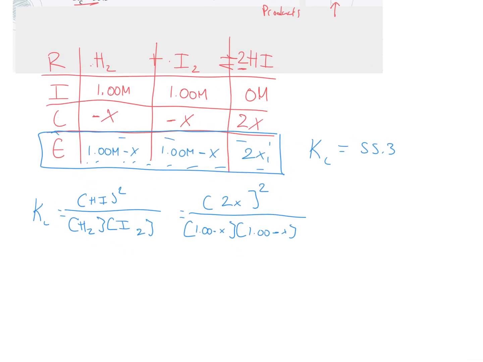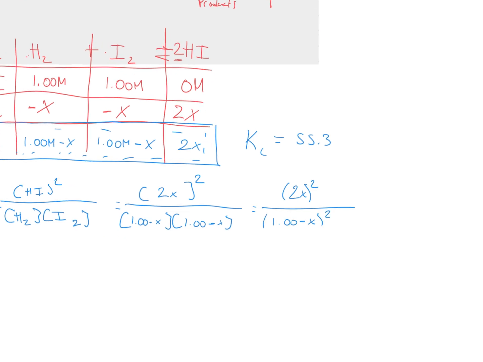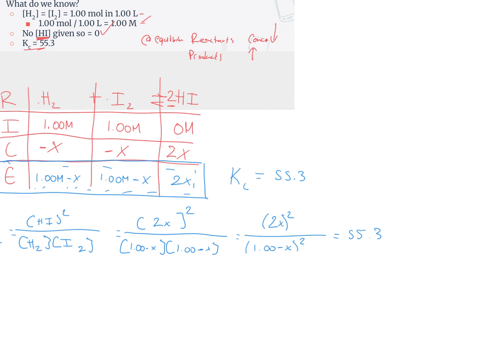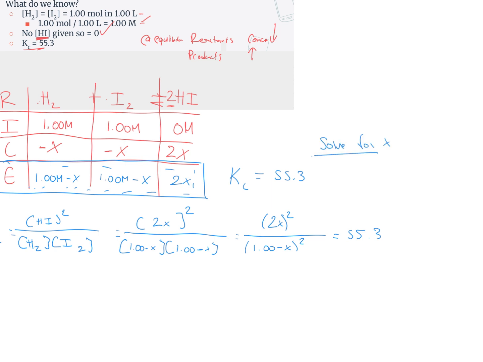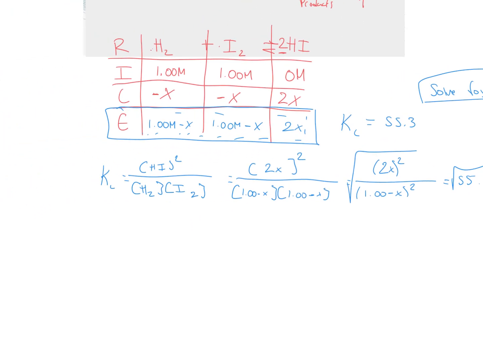And if we want to rewrite this, we can just think back to algebra. This is just 2x squared divided by 1.00 minus x, and that whole thing is squared. And that equals 55.3. Now, all we need to do, if we want to find the concentrations of each of these, is just solve for x. So we're basically just doing algebra. First thing we can do is take the square root of both sides.